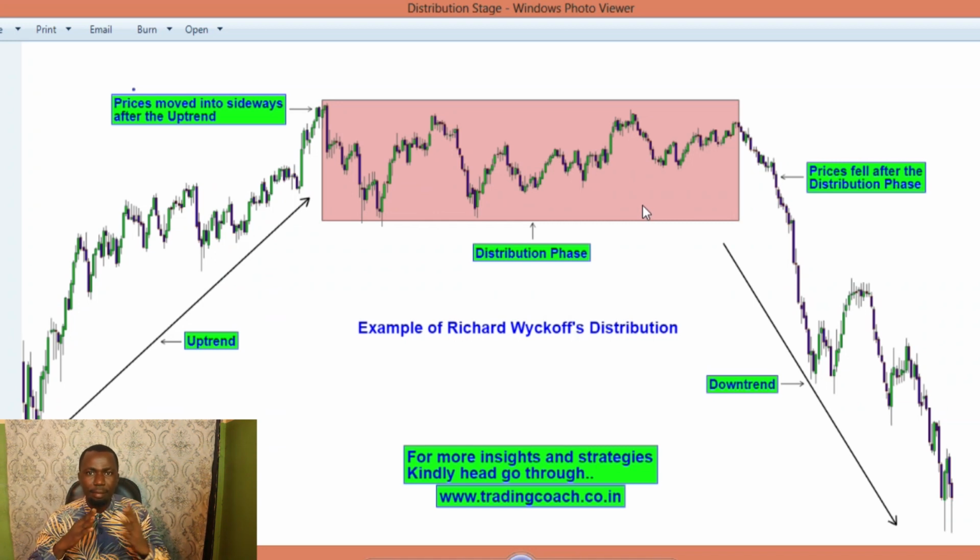With time, either the buyers or the sellers will become stronger, and the price will make another move. So if the sellers become stronger in the market and we're able to push the price down to the extent of the price breaking the support level, we now enter into the last stage of the market, which is known as the decline stage.